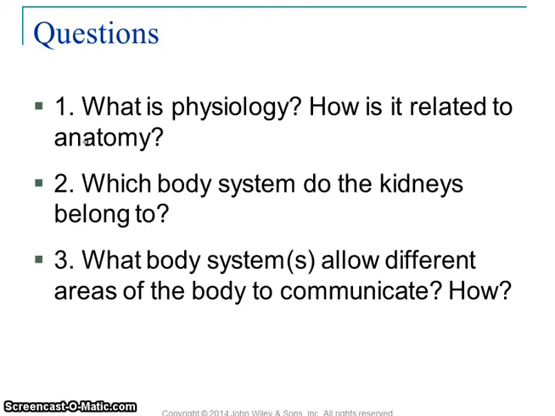Last, which body systems allow different areas of the body to communicate? Nervous system and endocrine. Nervous system is fast response with electrical signals. Endocrine is slower with hormones that travel through the blood to get to their target areas.